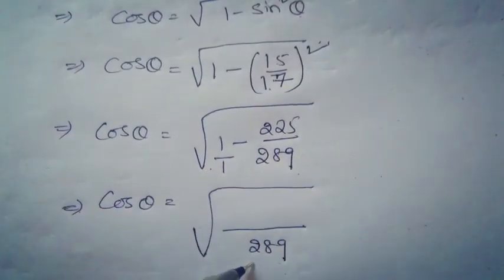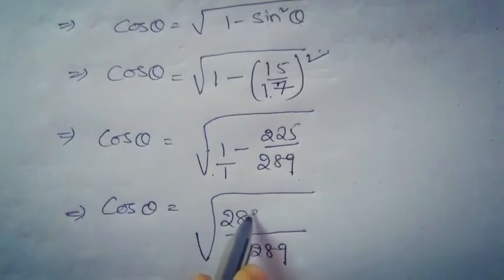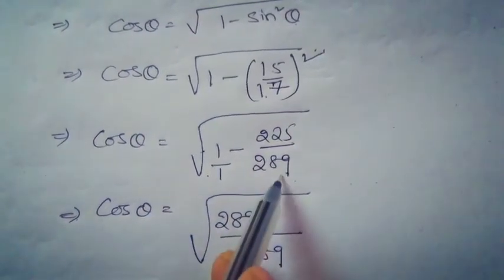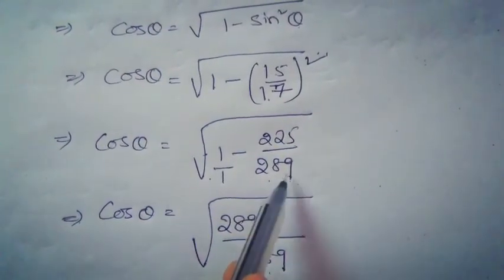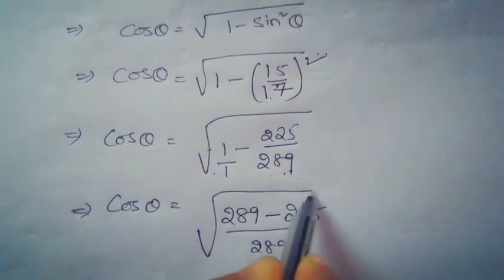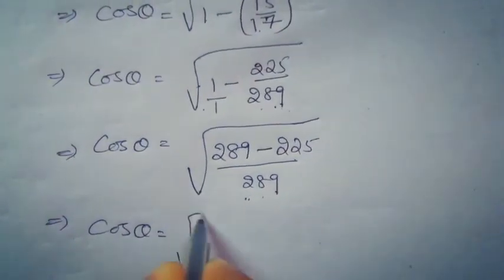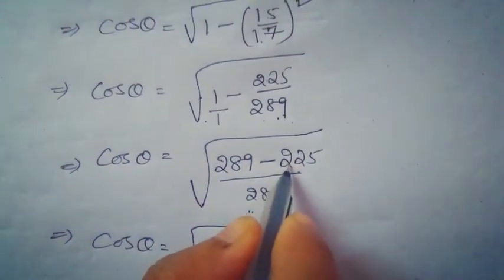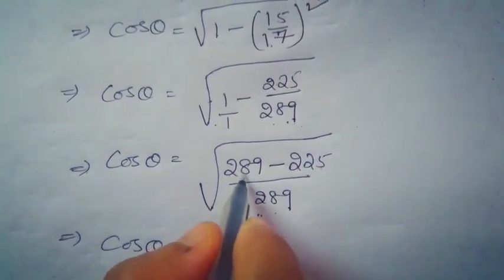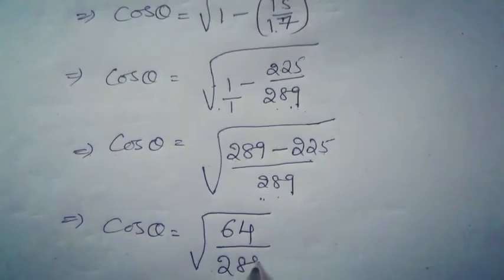In one table, 289 times 1 is 289. 289 minus 225, and 289 is already in the denominator, hence we write the numerator as it is. That implies cos theta is equal to square root of, subtract this 225 from 289, so you will get 64 by 289.